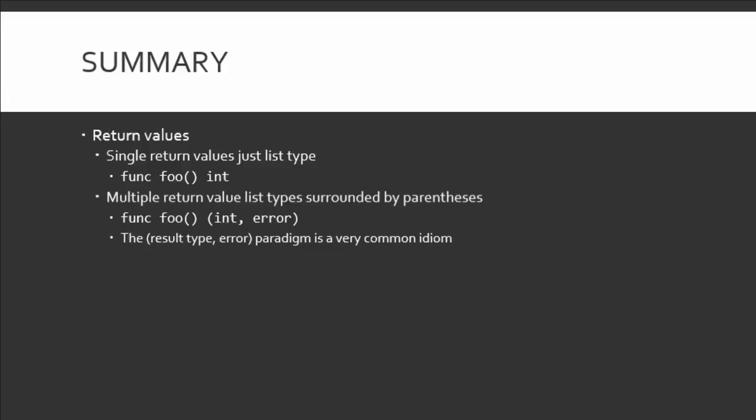Once your function finishes doing its work, a lot of times we want it to return a value back out. And in order to get that information back out, we're going to use return values. So if you have a single return value, all you need to do is list the type. So in this case, our foo function needs to return an integer. We can also specify multiple return values. If we're going to do that, we need to put parens around the types that we're going to be returning. So in this example, we're going to be returning an integer and an error.